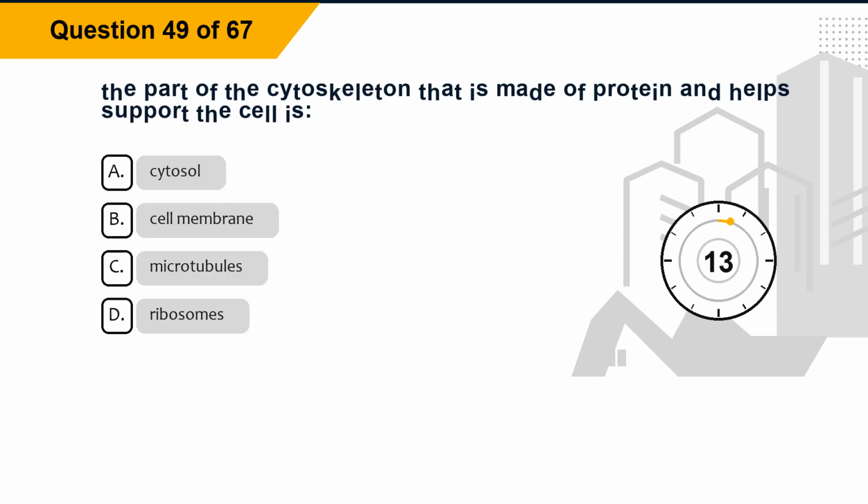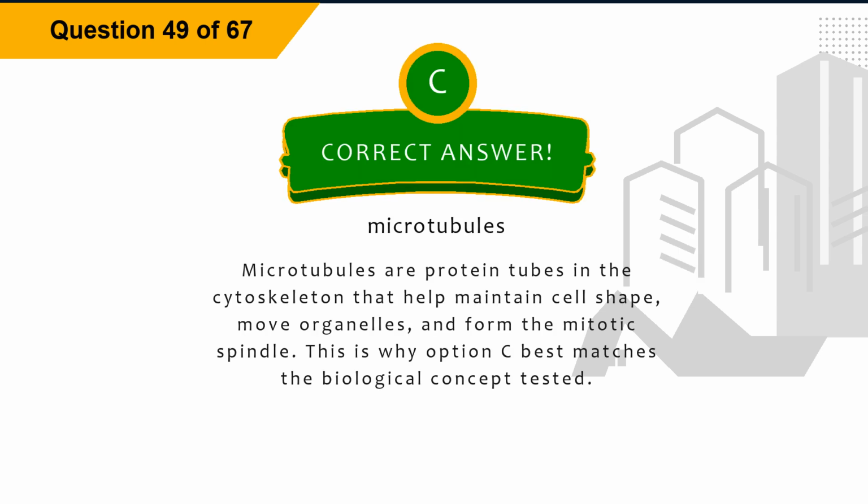Question 49. The part of the cytoskeleton that is made of protein and helps support the cell is. Option A, cytosol. Option B, cell membrane. Option C, microtubules. Option D, ribosomes. The correct answer is option C, microtubules. Explanation. Microtubules are protein tubes in the cytoskeleton that help maintain cell shape, move organelles, and form the mitotic spindle. This is why option C best matches the biological concept tested.